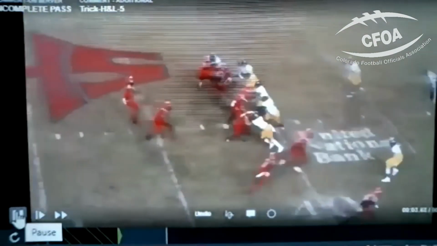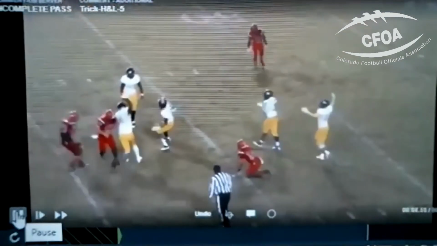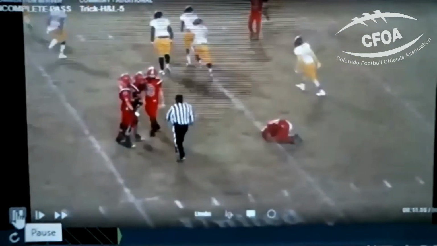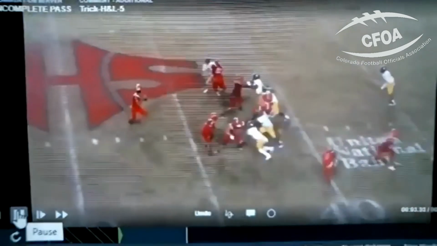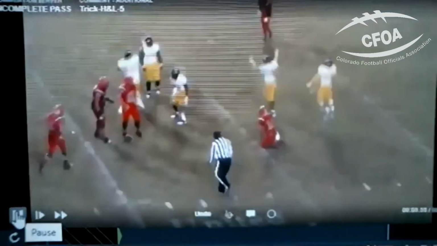Mark, you got anything from the chat line? Negative, all incomplete. We like incomplete on this. That is the correct call. Good. Umpires, we might be able to help out on this.